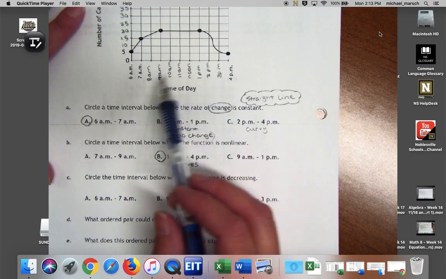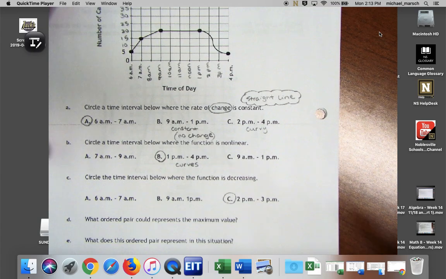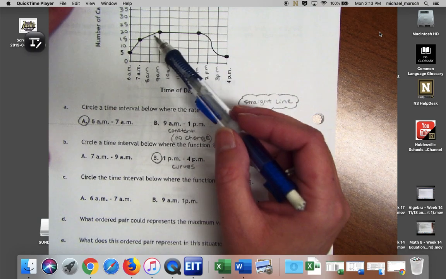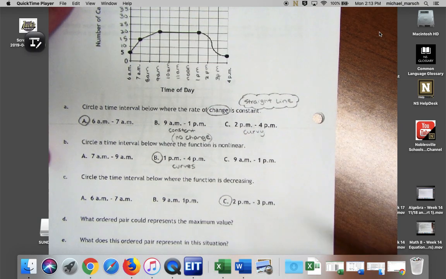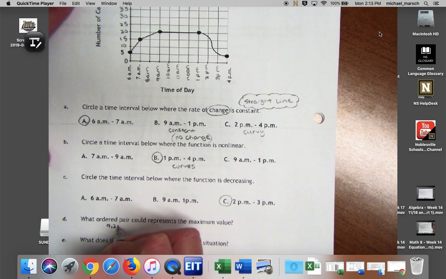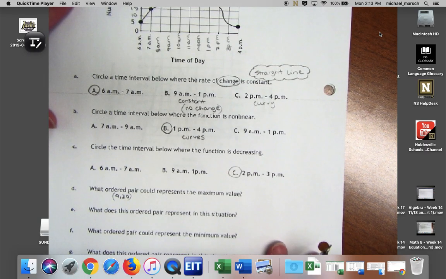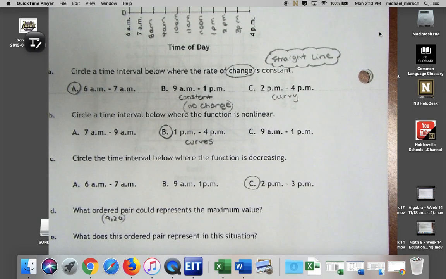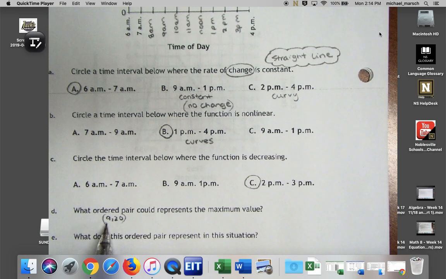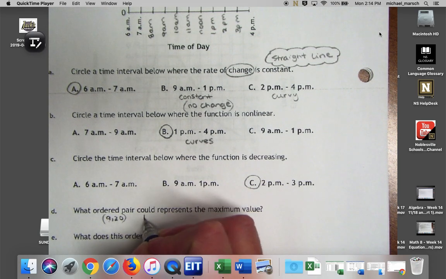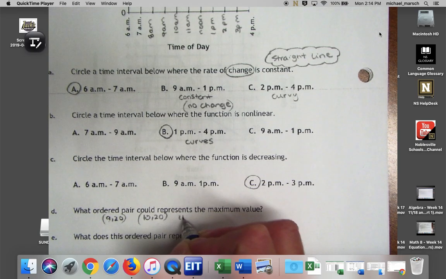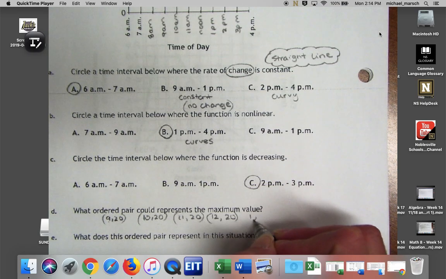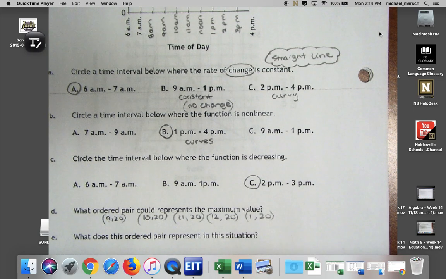So, 9 a.m. to 1 p.m., well, that's not really an ordered pair. So there's lots of different answers here, right? You could have a bunch of different ordered pairs to represent the same maximum value. So one of the ordered pairs would be 9, 20, right? What does that 20 stand for? The number of cars in the drive-thru at 9 a.m. Or you could have 10, 20, 11, 20, 12, 20, or 1, 20. All of those would be correct answers.